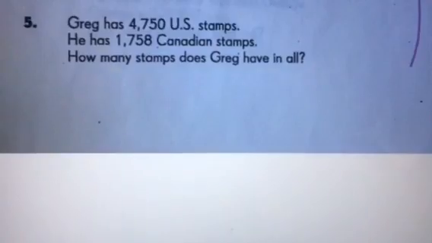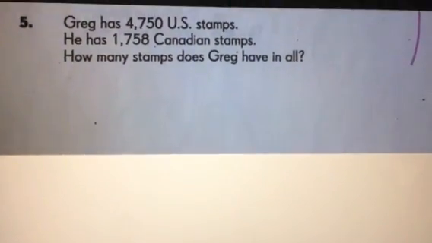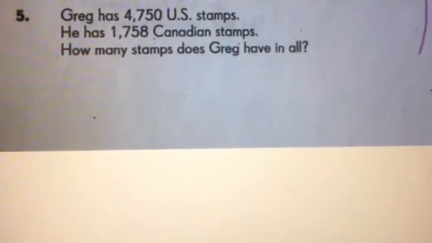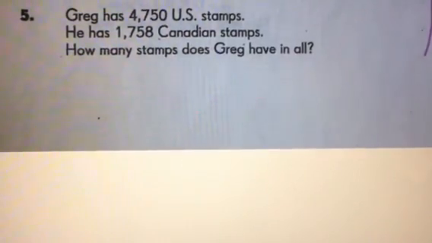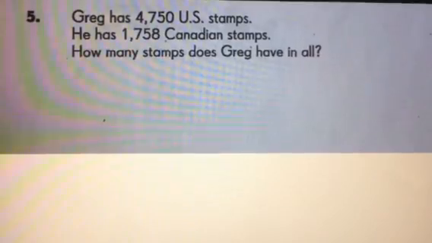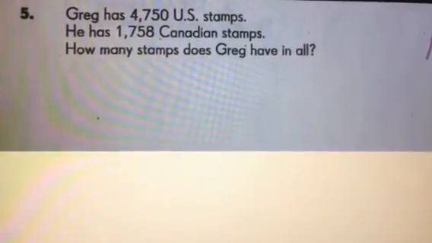We're moving to the next one. Step number 1, read the problem. Greg has 4,750 U.S. stamps. He has 1,758 Canadian stamps. How many stamps does Greg have in all?